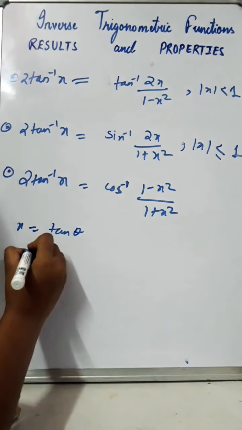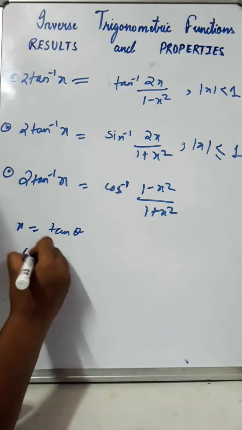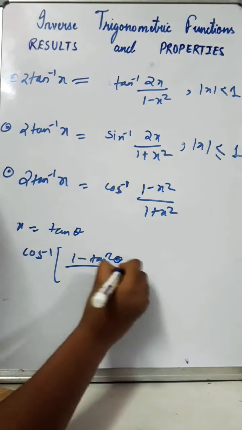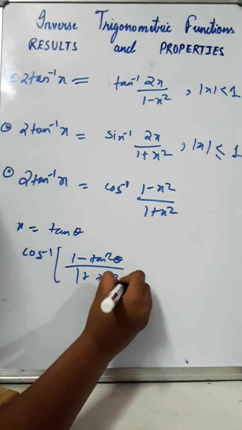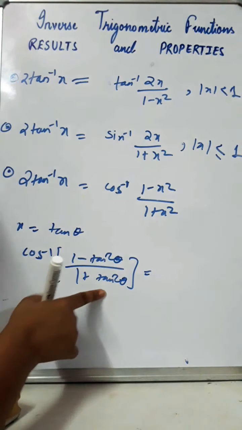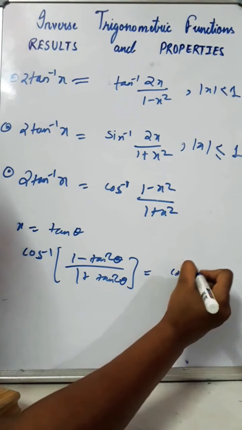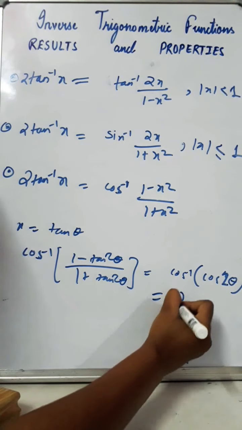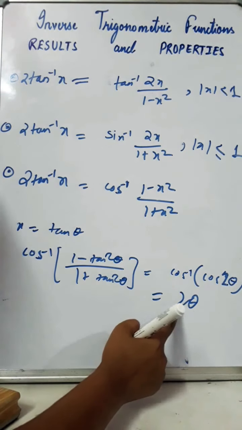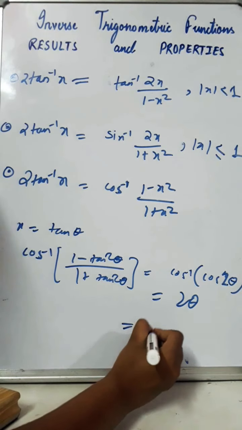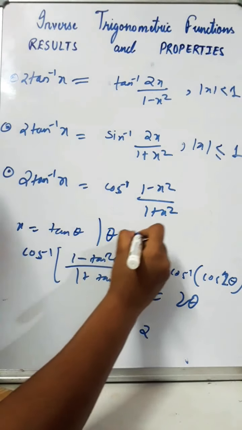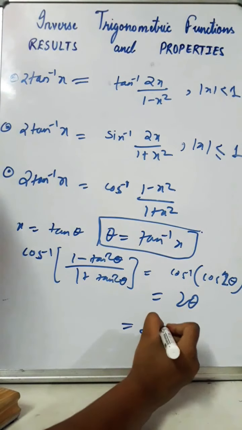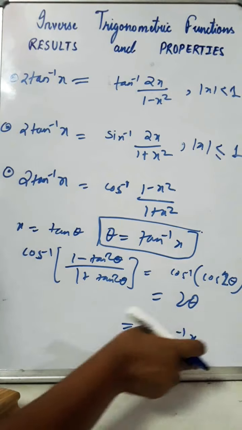What you will get? It's cos inverse 1 minus tan square theta upon 1 plus tan square theta, which is cos 2 theta, means cos inverse cos 2 theta, which is equal to 2 theta only, right? Which means 2 times theta, where theta is your tan inverse x, right? So 2 times theta means 2 times tan inverse x. You got the same thing?